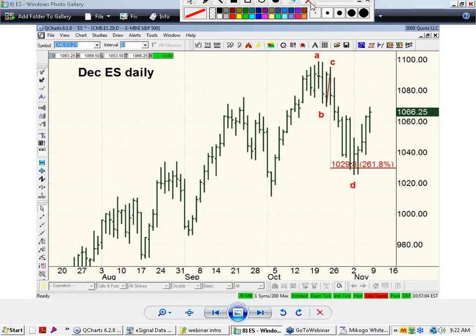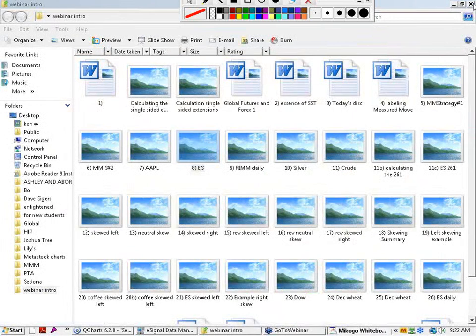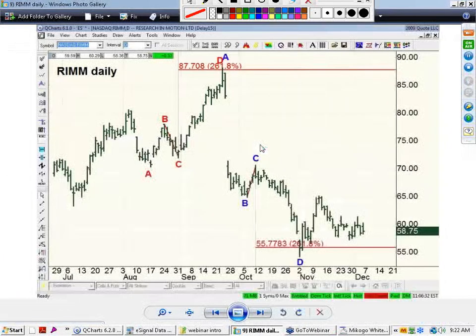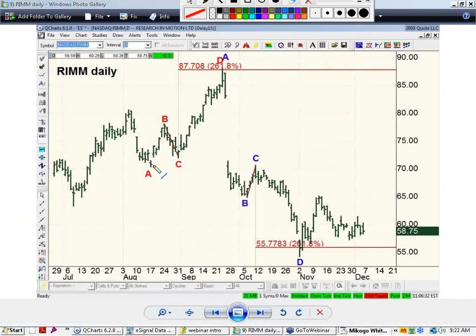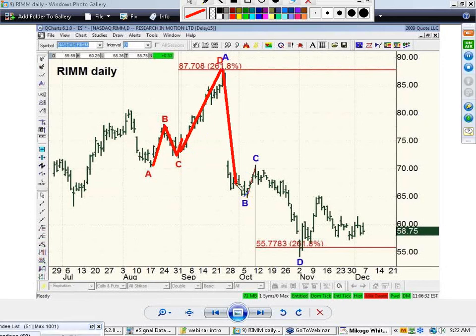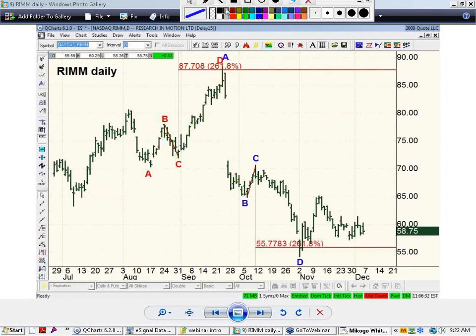Okay, so anyway, let's move on here. Here's Research in Motion, RIM. This was just a stock chart. I just want to show you how it can work on a stock chart as well. Point C is deep here, moving up to a 261 here. And what happens? Well, there was some sort of earnings report, and sure enough, it happened right after it reached the 261.